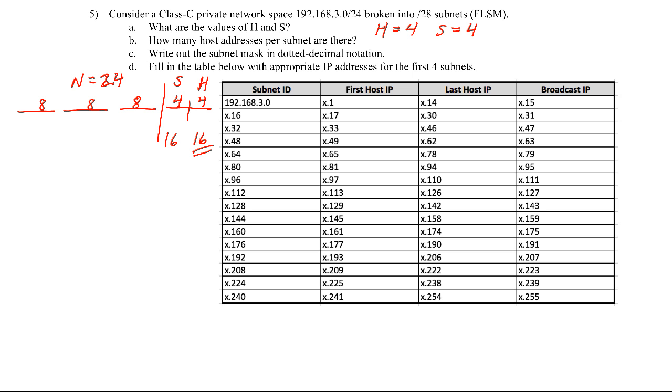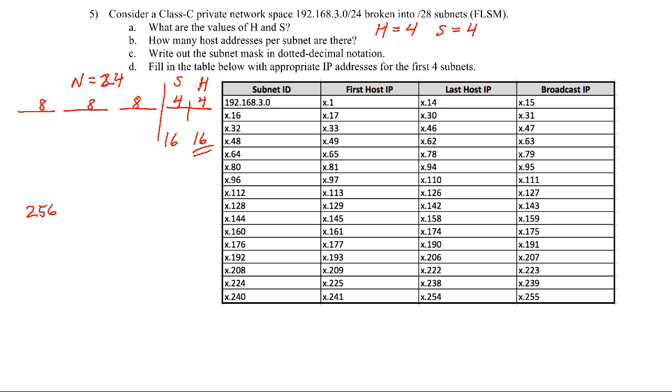This one wants us to write out the subnet mask in dotted decimal notation. When I look at this /28, I think to myself 4 and 4. In the 4 place, I need 4 ones and then 4 zeros. The 4 placeholders are 128, 64, 32, and 16.